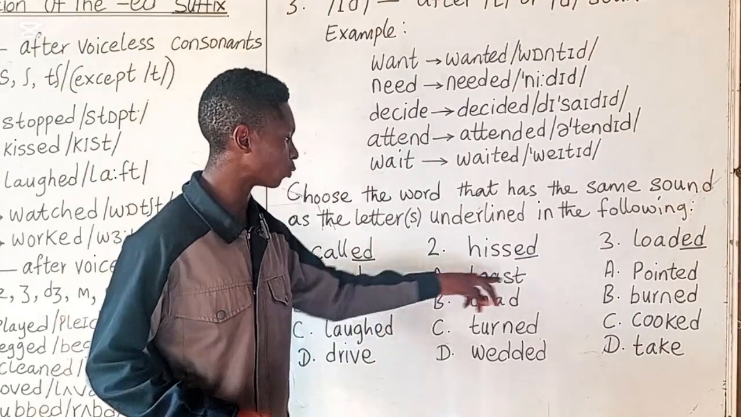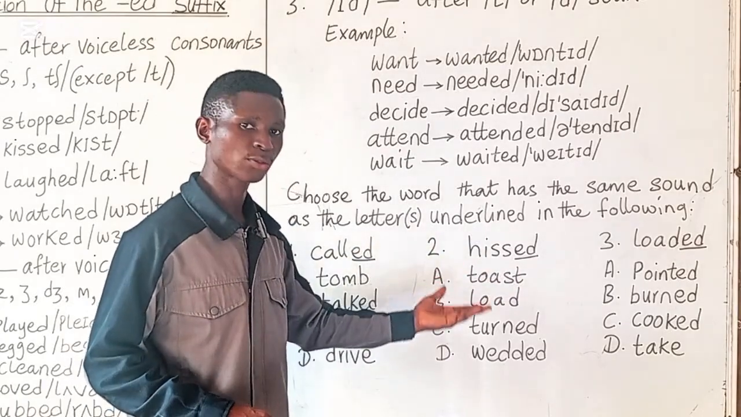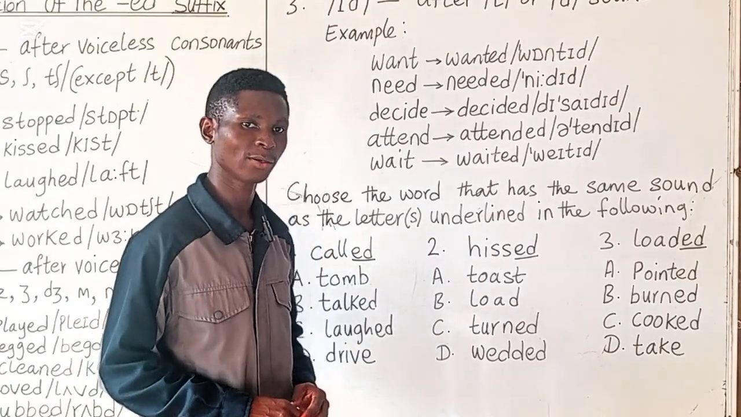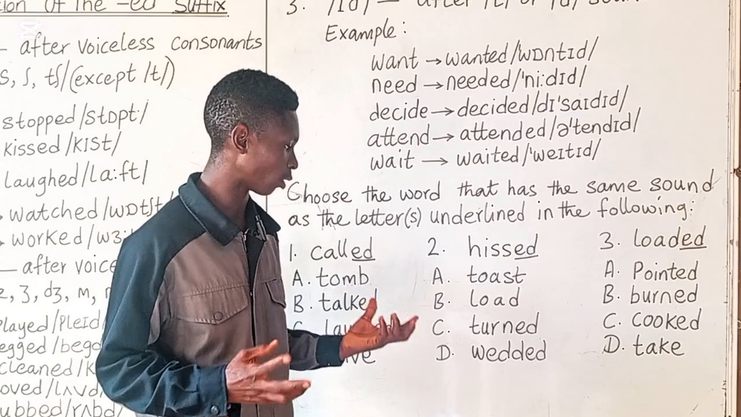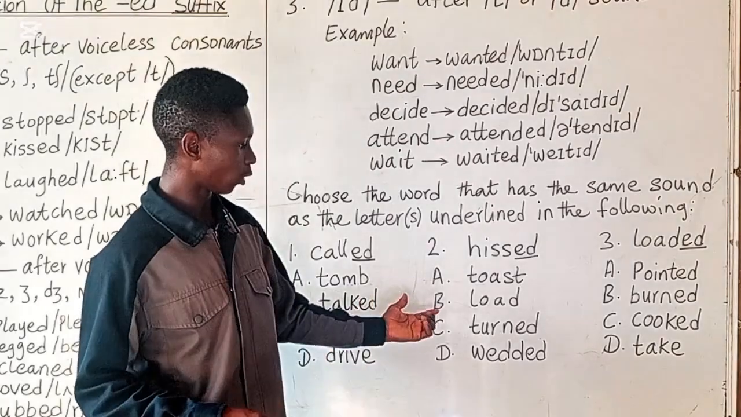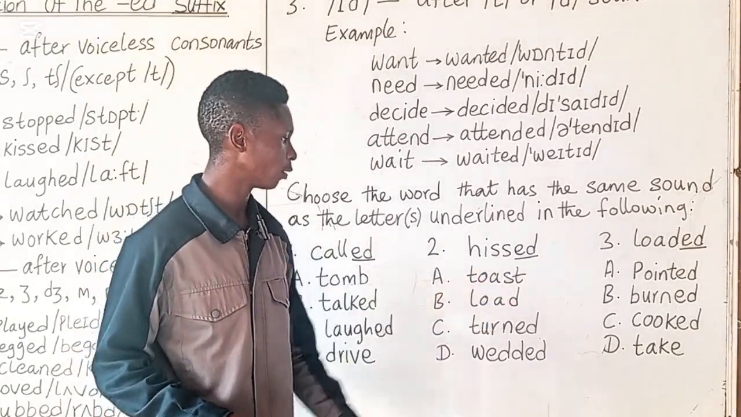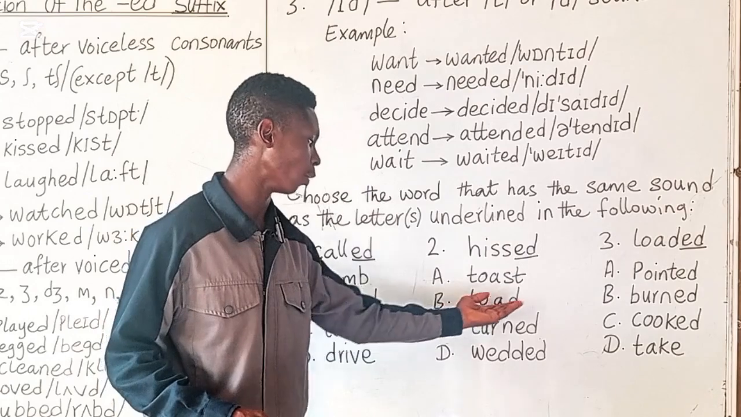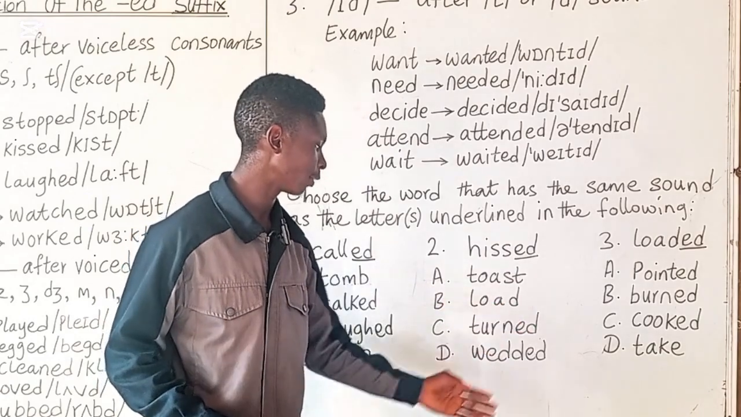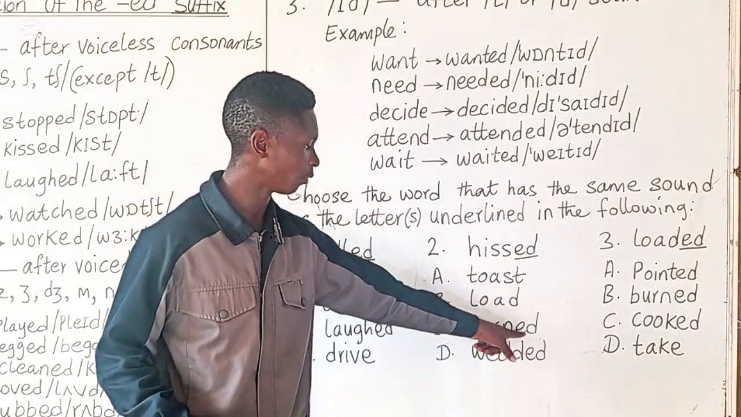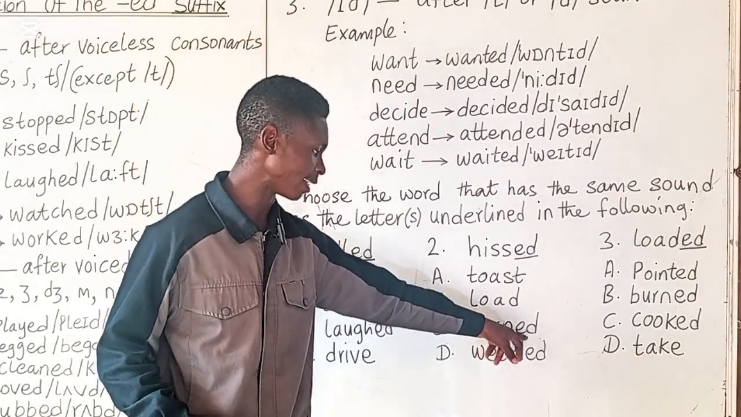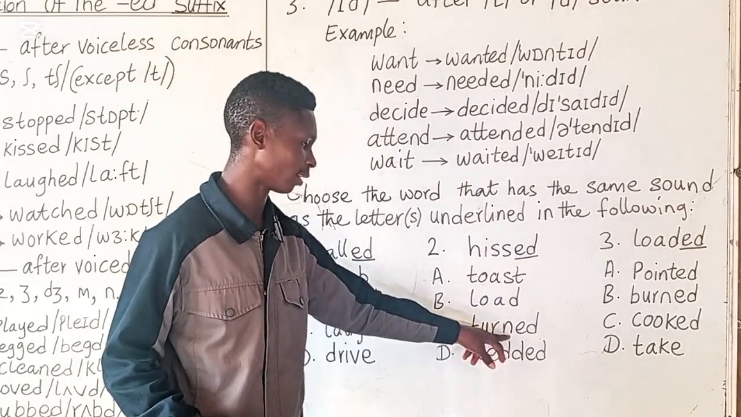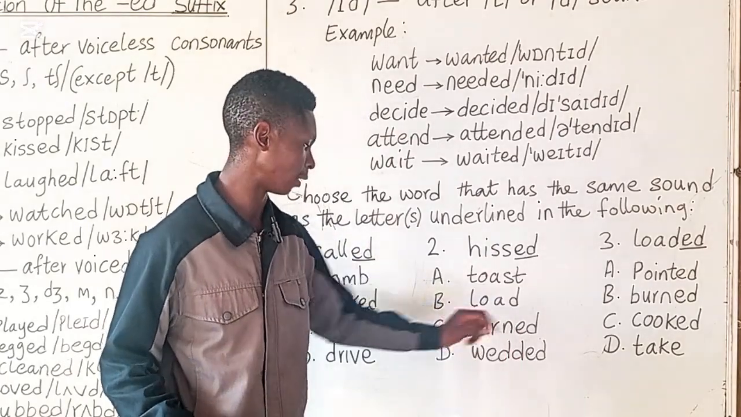Option A is toast. In toast, we have the t sound at the beginning and even at the end. So obviously, that is the correct option. But option B, we have load. The ed is not realized as d, so we cannot take load. We have turned. We have the nasal sound before the ed, hence the ed is realized as d because of the nasal sound, which is a voiced sound.